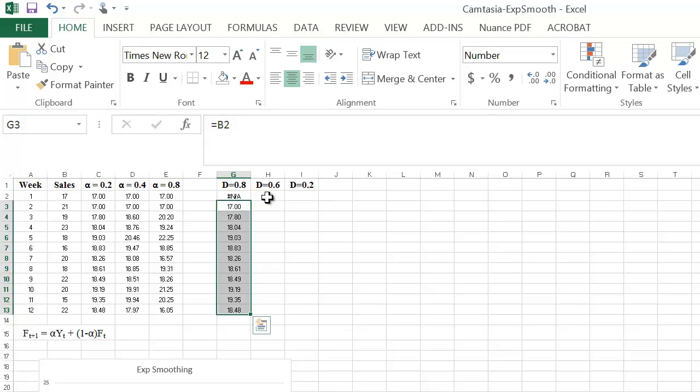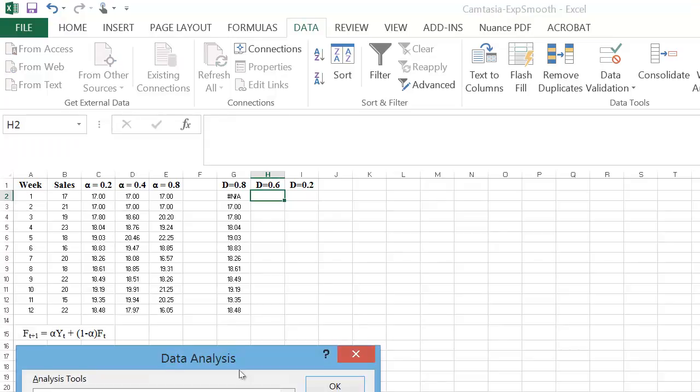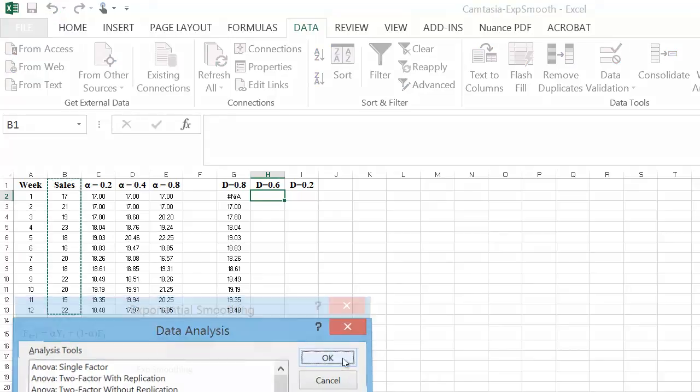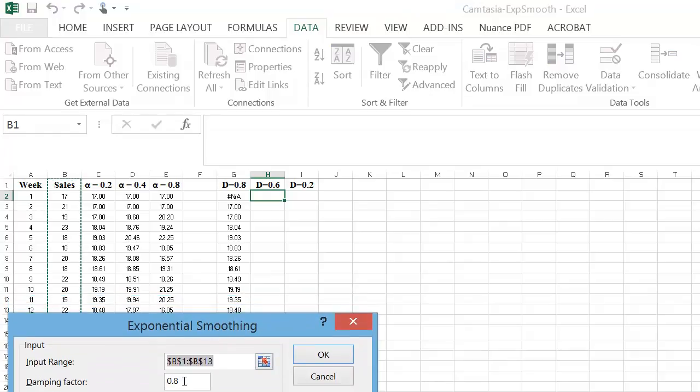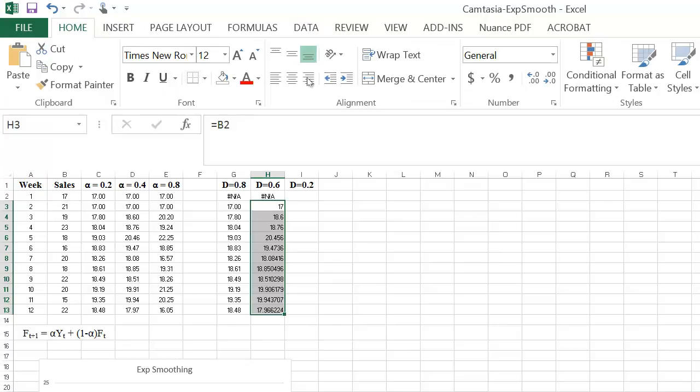Similarly, to reproduce column D, I would again go to Excel, do data analysis, exponential smoothing. Everything remains the same. The damping factor, I would need to put in 0.6, which is 1 minus the alpha of 0.4. And the output range I would give as this one, H2. And there you have the output. Let me again fix the decimal points to 2 decimal places, and there you have it. It is the exact reproduction of the numbers in column D.